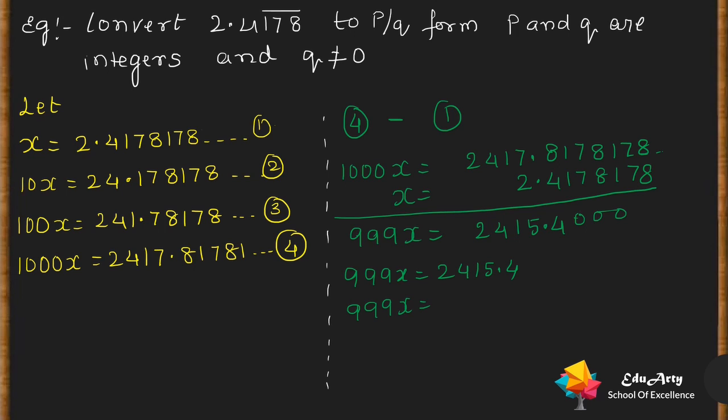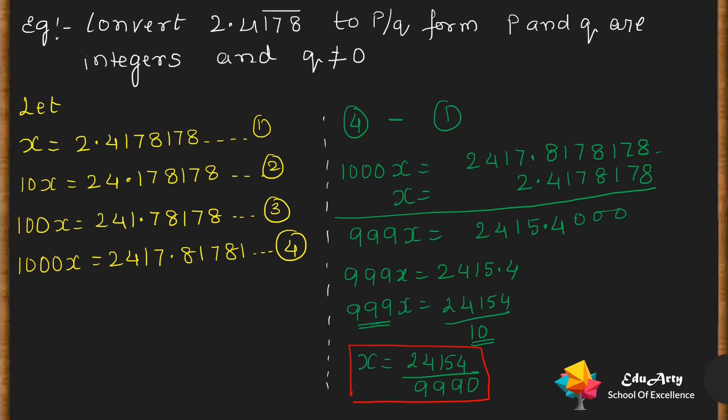This point I can bring in the decimal, so we can say that 999x is equal to 24154 by 10. Okay, now as we did in the previous sum, what we will do here, we can take this 999 down here, correct? So let's see. So we will say x is equal to 24154, this 999 into this 10, correct? That will give you 9990. So this becomes your p by q form for the decimal.